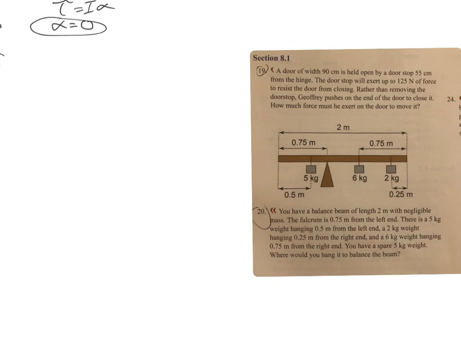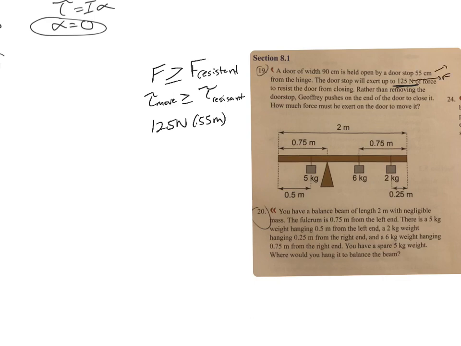Okay, so basically we have a part here. Basically, remember whenever you were doing, like, the moment that we got something to move is the moment that the force is greater than or equal to the resistant force. Same thing is going to be true here. The torque to get it to move is going to be greater than or equal to the resistant torque. And so the resistant torque is going to be the 125 newtons provided by the doorstop acting at 0.55 meters. Okay, so this is your force and this is your radius.